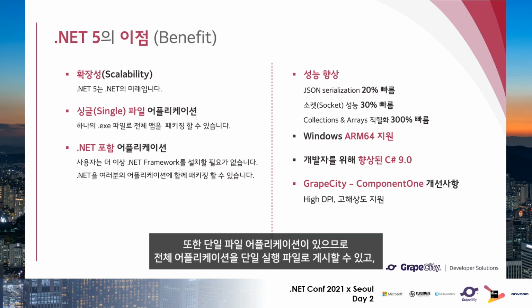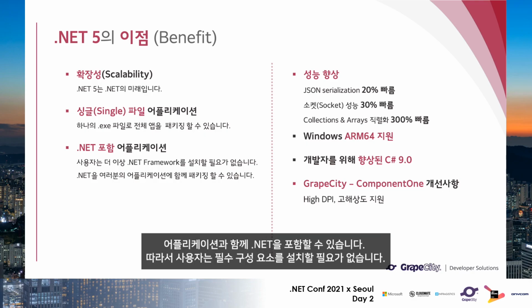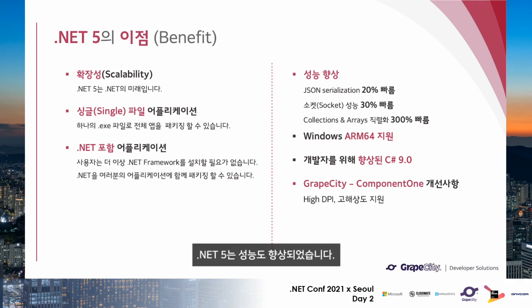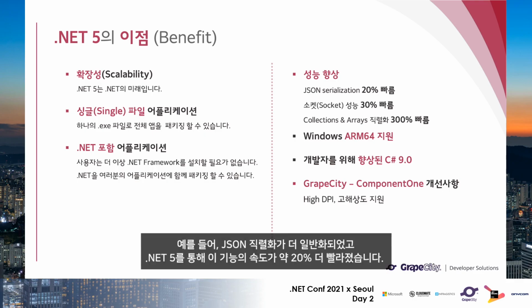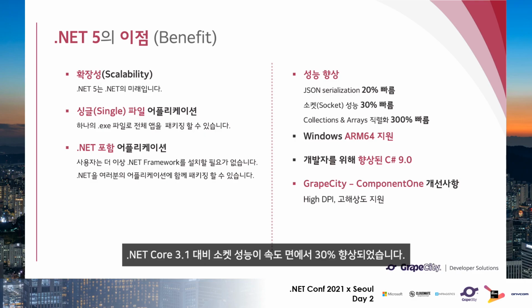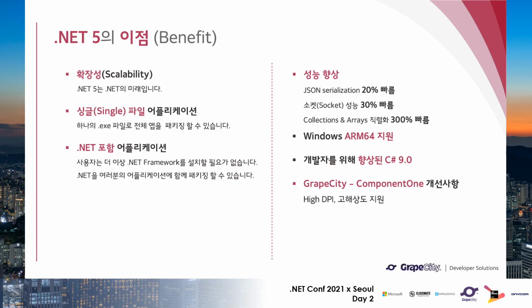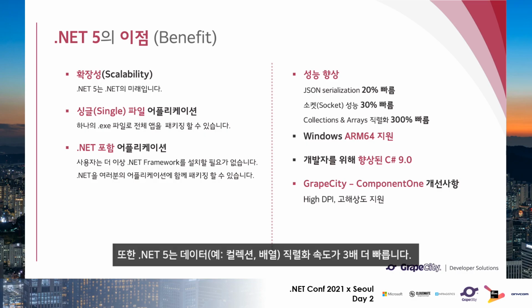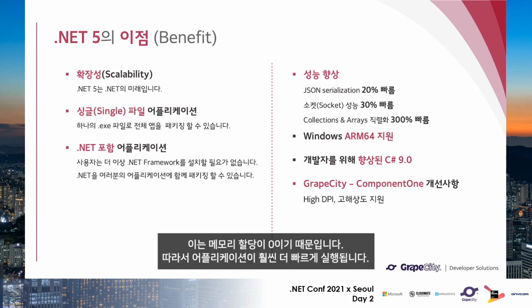You can publish your entire app as a single executable, and you can even include .NET with the app, so users do not need to install any prerequisites. There are also performance improvements with .NET 5. For example, JSON serialization has become more and more common, and .NET 5 makes this faster by about 20%. Socket performance improvement over .NET Core 3.1 is 30% faster. Plus, .NET 5 is also 3 times faster at serializing data like collections and arrays, with zero memory allocation, so your app will run even faster.